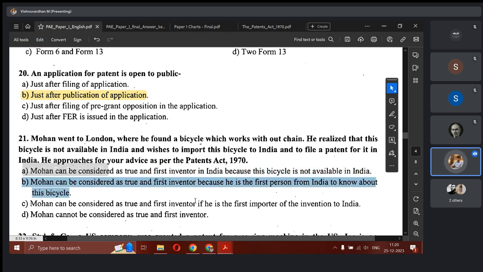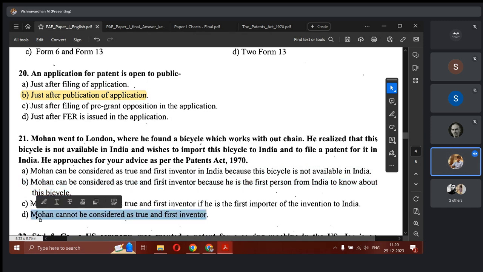Mohan can be considered as true and first inventor if he is the first importer of the invention to India. Again, I don't think the answer is right. Mohan cannot be considered as true and first inventor, has to be the correct option. Can you really call Mohan as the inventor of this bicycle? Of course not, right? So to my understanding, option has to be D. Whether he can apply for the patent in India? First, he needs to get the assignment right from the actual true and first inventor. That is my understanding. Okay. So 21 has to be D.